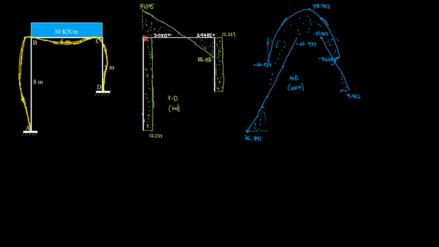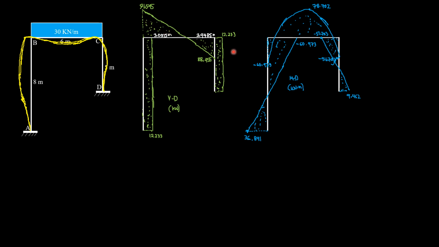Then shear just to the right of B is the vertical reaction at A, which is 91.545 minus 30 times 6, so negative 88.455, which checks. This distance is 91.545 divided by 30, 3.0515 meters. That's the shortcut, or you apply similar triangles if you want. Then this distance is 6 minus 3.0515, so 2.9485 meters, so that we can compute easily the area.